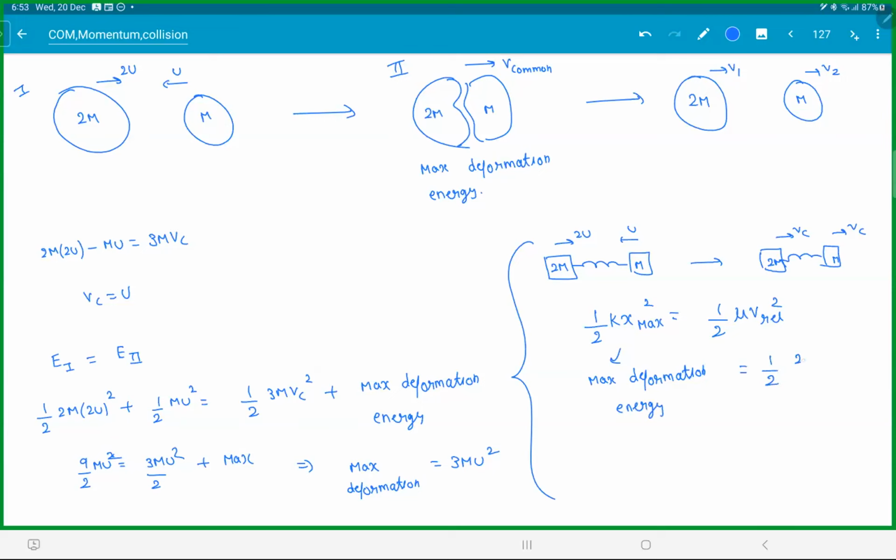And here the reduced mass will be 2m into m by 2m plus m, and v relative will be 3u whole square. This thing turns out to be 3mu square. Check. Remember this thing in the 2 blocks in the spring. You can actually use the reduced mass thing and finish it off. Half reduced mass v relative square will give you the max deformation energy. Because max doesn't care whether you're talking about a deformation due to a spring or deformation due to a collision. The equations look identical for it. This is one best thing you need to know. As long as the mathematical equations look same, it doesn't matter which chapter it is.